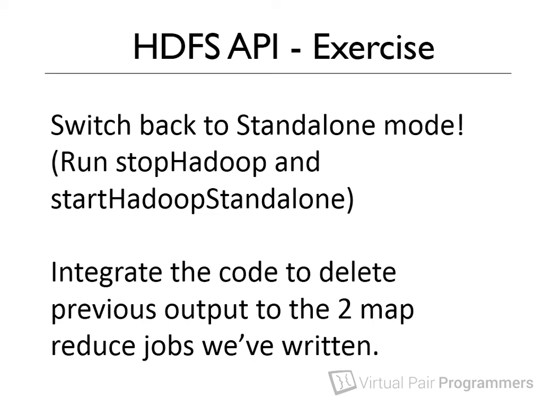Before then, I'd like to set you a small exercise. We're not yet quite ready to run our code in pseudo-distributed mode, so first switch back to standalone mode. There are two scripts you need to run to do this. You need to run the stop Hadoop script and then start Hadoop standalone. Then the exercise is to integrate the code that will delete the previous output to the two MapReduce jobs that we've already written. All we need to do is add the method that can be found in the code file in the starting workspace for this chapter into both jobs and then call it from the main method.